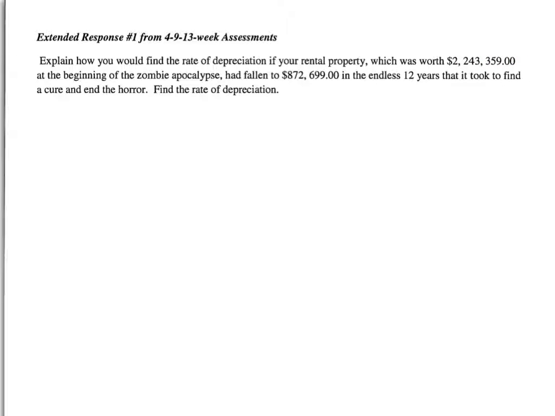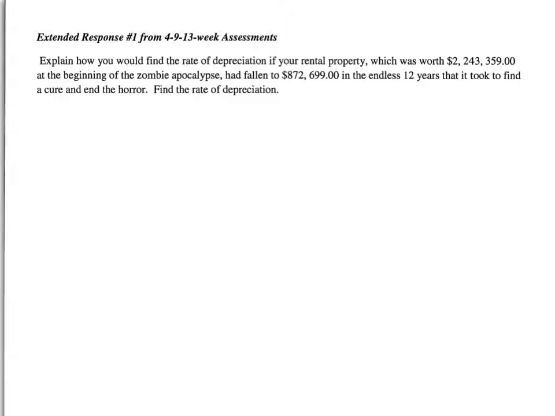$2,243,359 at the beginning of the zombie apocalypse, so that's your starting amount, had fallen to $872,699,000 in the endless 12 years that it took to find a cure and end the horror. Endless means we're talking continuous depreciation. It's fallen endlessly in 12 years. So we have to use PERT.